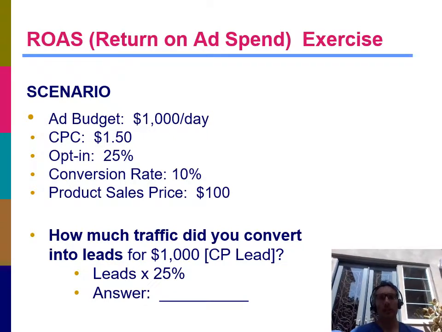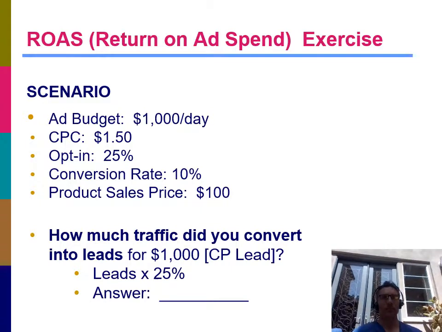So we see that our cost per click was $1.50, and we see that our opt-in rate was 25%. That means out of all those clicks, which were 667, 25% of them opted in and became a lead. So my question here to you is, how much traffic did you convert into leads? You would take your clicks and multiply by 25%. 667 times 25%, you would get 167 leads. That's our second metric.